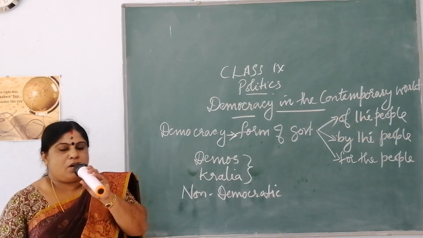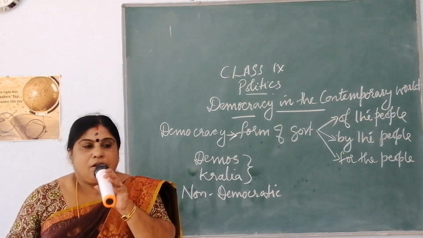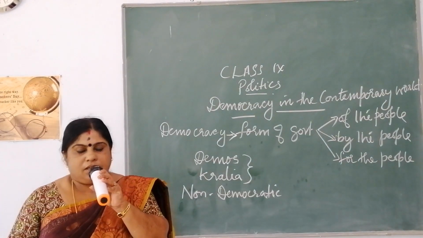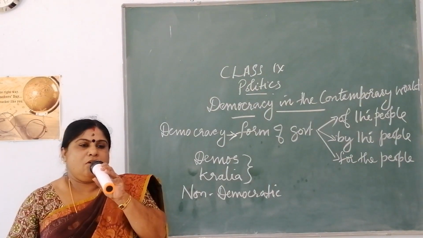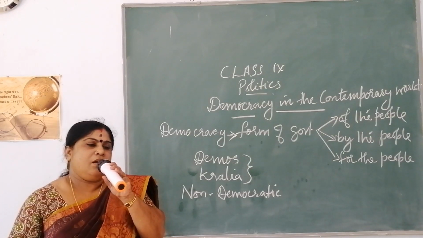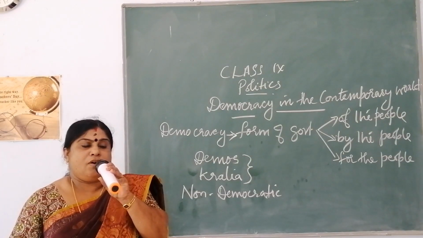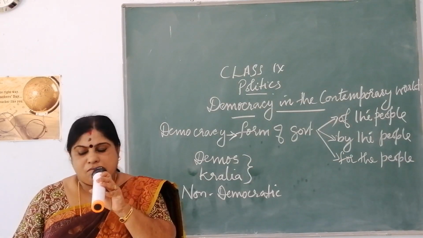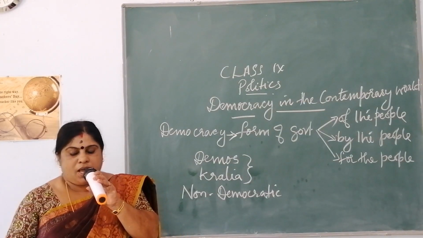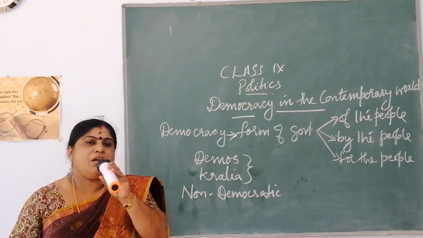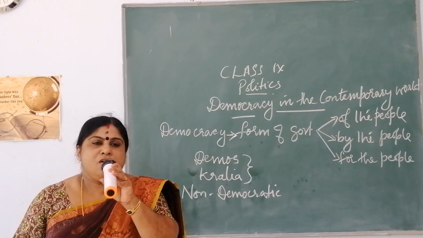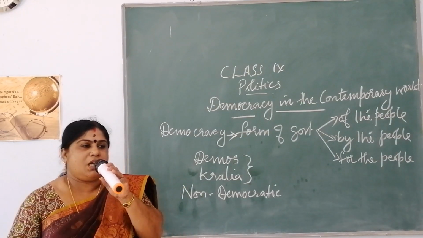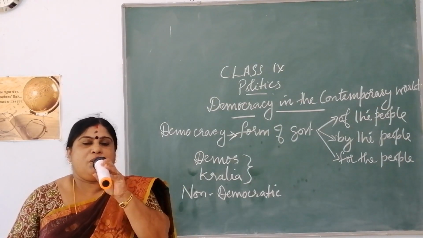So, what do you mean by monarchy? A monarch is a ruler, and monarchy means, as all of you know, there was a time period when many of the states were ruled by rulers. So this form of government came to be called monarchy, and here the monarch had absolute power. All the decisions were taken by the rulers without any consultation of the people.